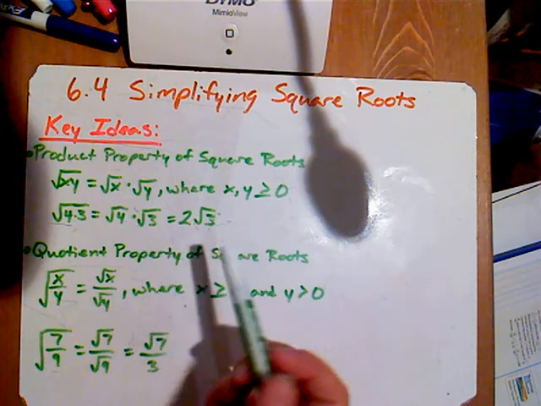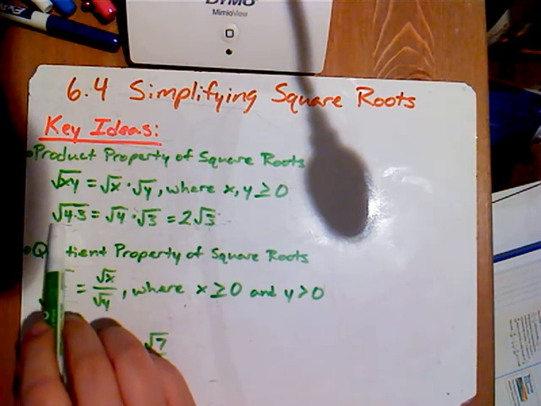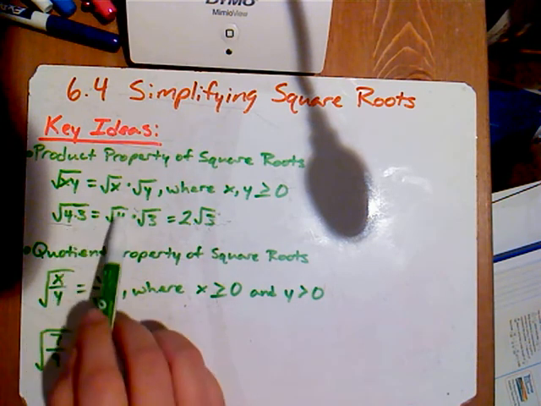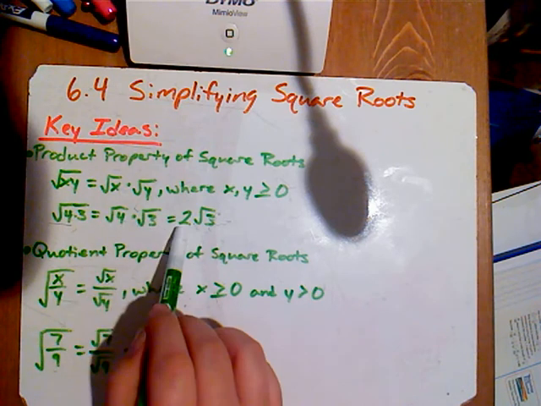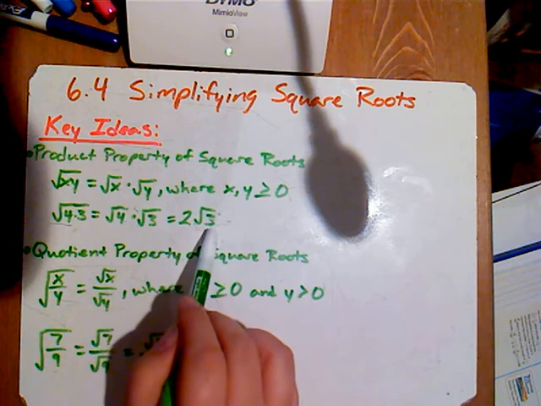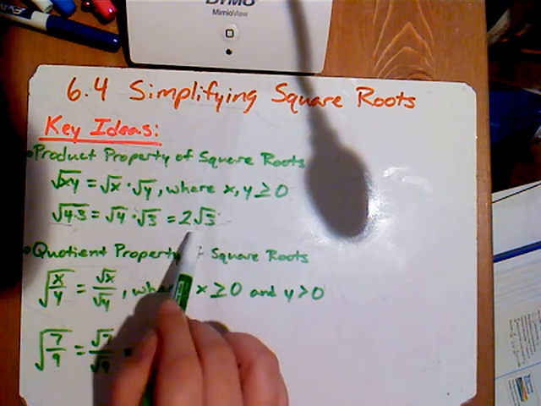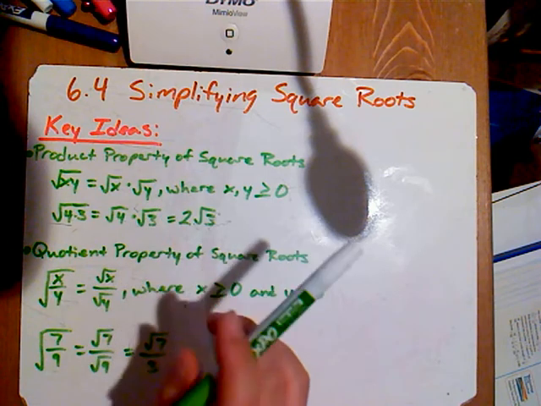An example of what this would look like: the square root of 4 times 3 equals the square root of 4 times the square root of 3. The square root of 4 is 2, times the square root of 3. So that's what that looks like. That is the product property of square roots.